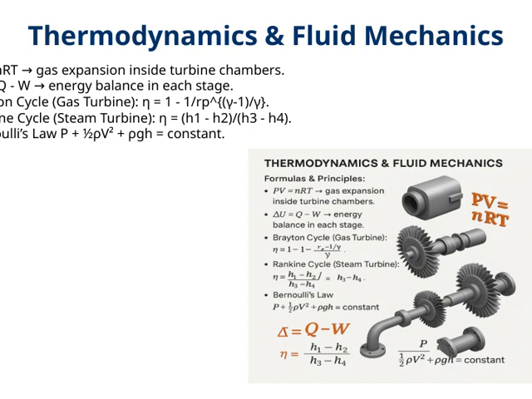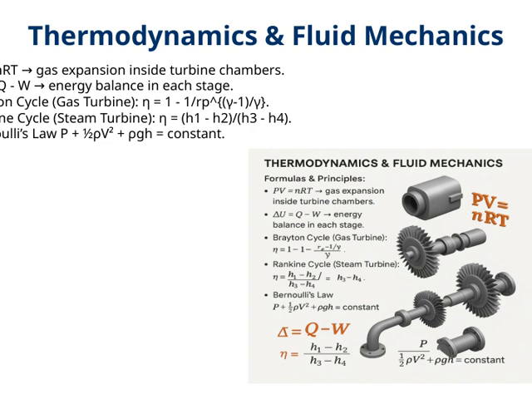Similarly, for steam turbines operating on the Rankine cycle, efficiency is given by the difference in enthalpy between certain points, H1 minus H2 over H3 minus H4. This highlights the importance of energy transfer processes within the cycle.